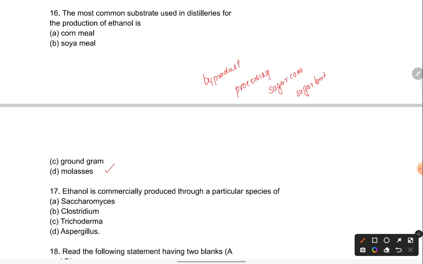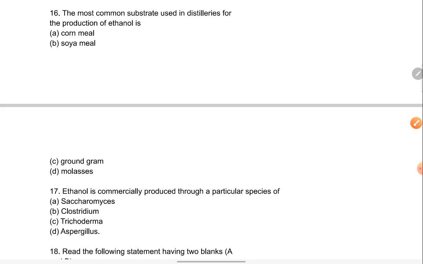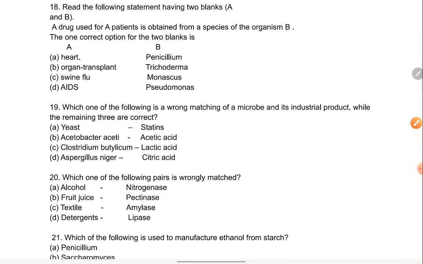Now, see the 17th question. Ethanol is commercially produced through a particular species of... This is a most common question, and this microorganism is also very important. The correct option is which one? Saccharomyces. Saccharomyces cerevisiae is the scientific name of that microorganism. So A is the correct option. Now move on to the 18th question.